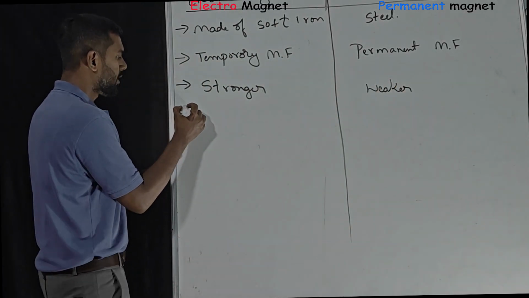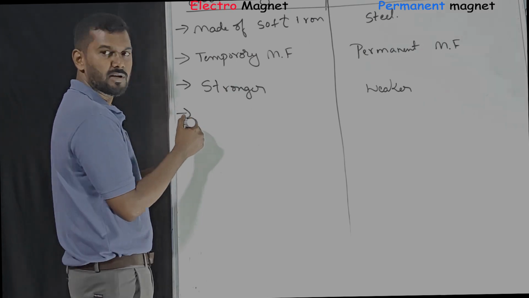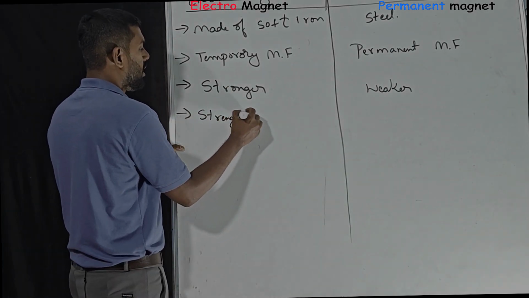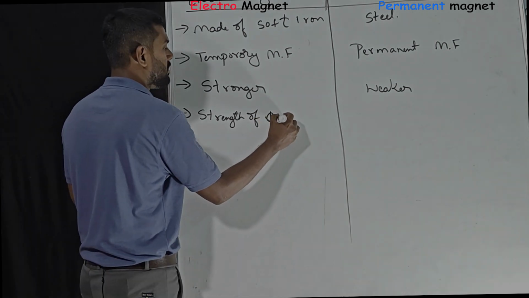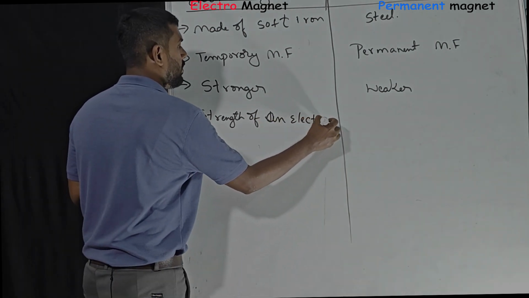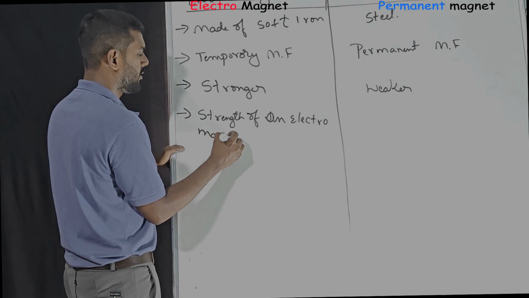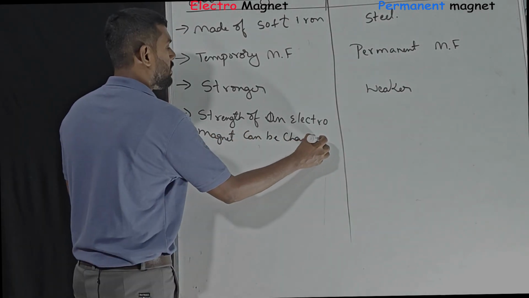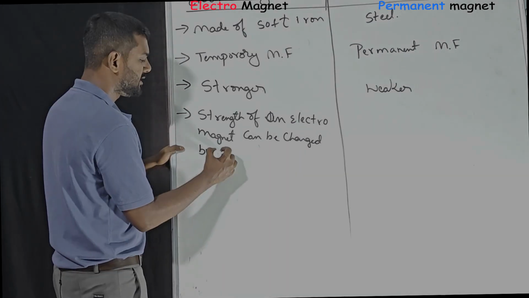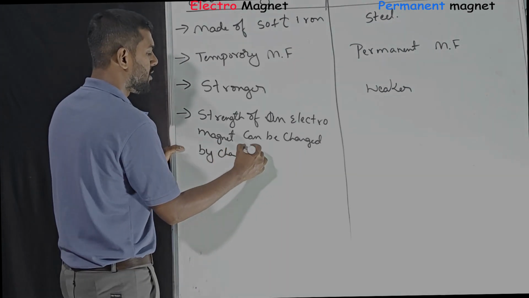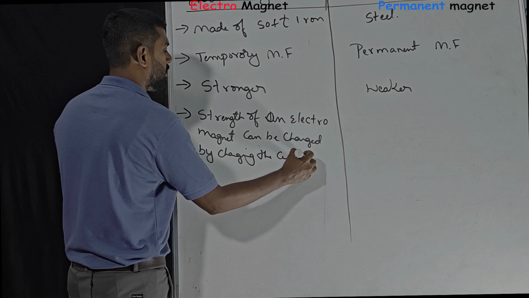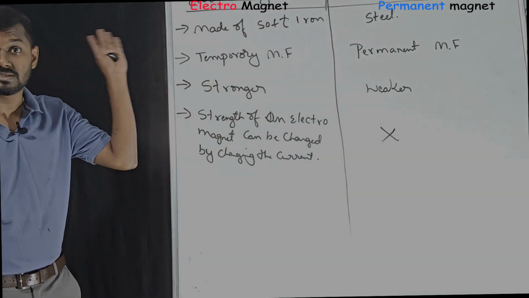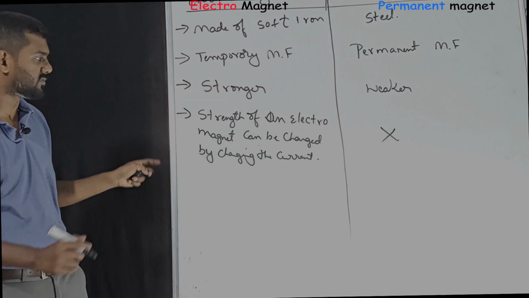Next, strength of a magnetic field. The strength of an electromagnet can be changed by changing the current. Here it cannot be changed. Don't write X in the exam. It is just the opposite of this one.